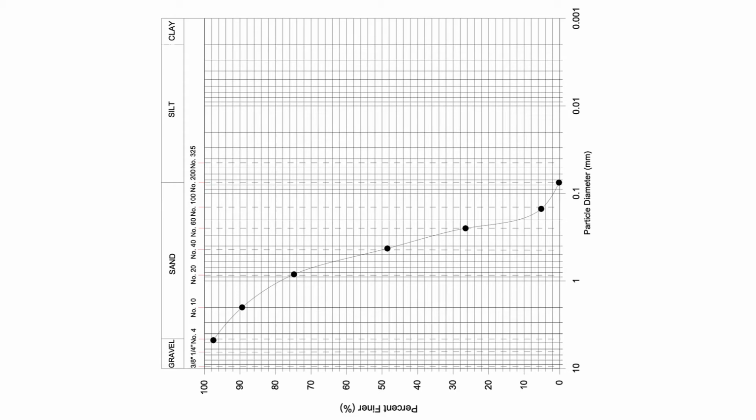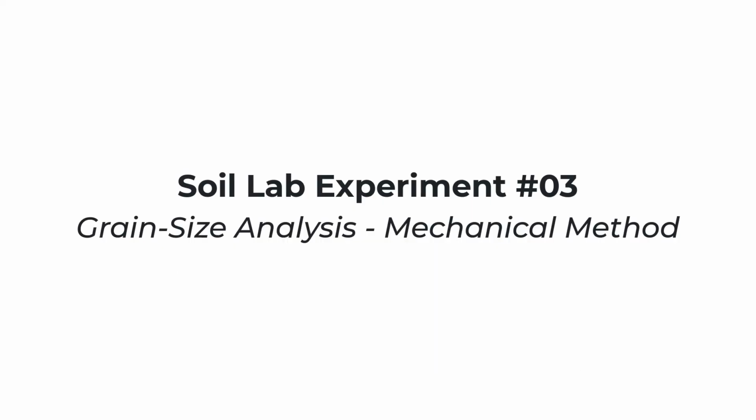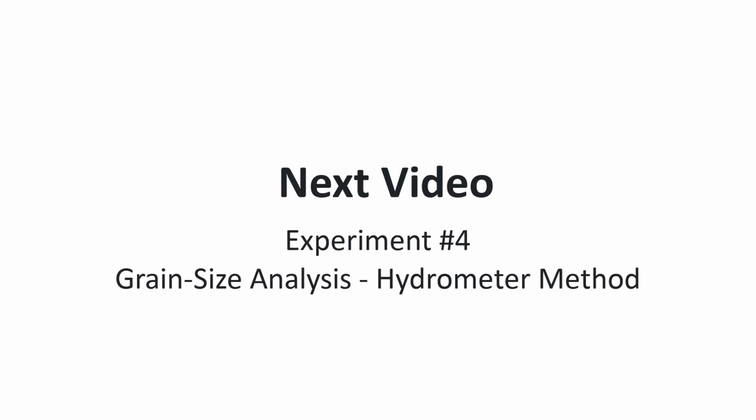Lastly, produce the grain size distribution curve on the semi-logarithmic graph provided in your manual. This third experiment, grain size analysis, the mechanical method, is now completed. Next, we will investigate grain size analysis using the hydrometer method.